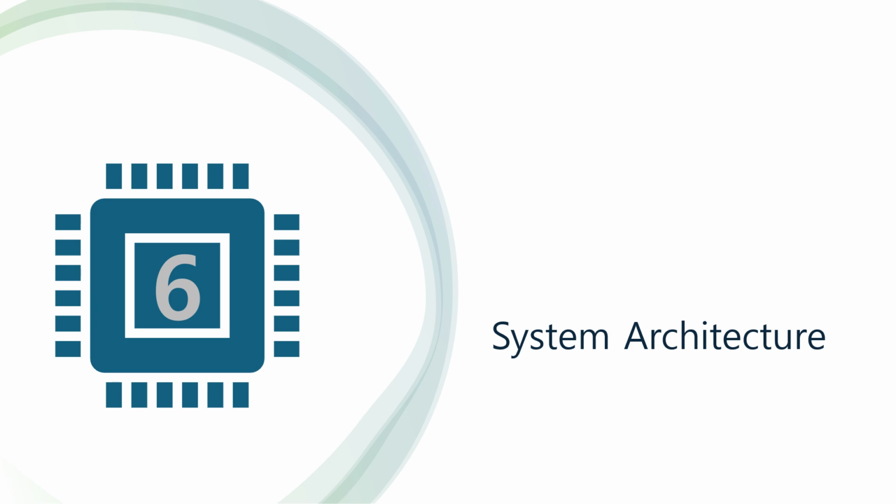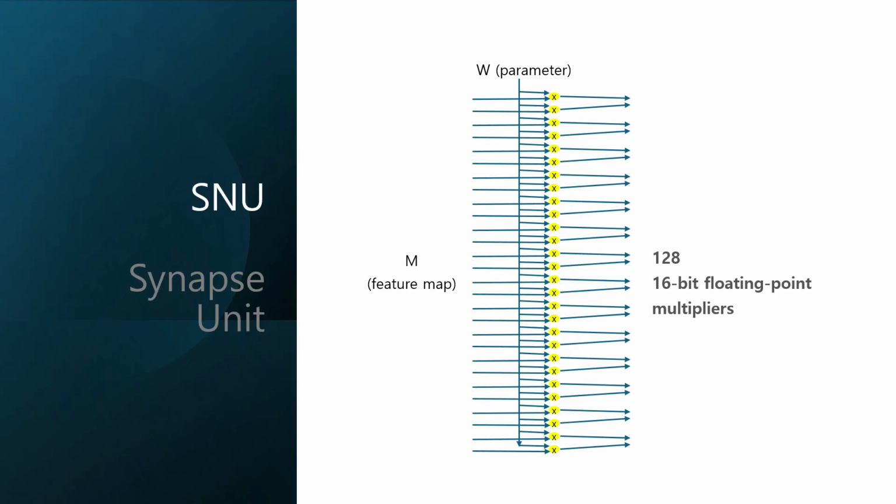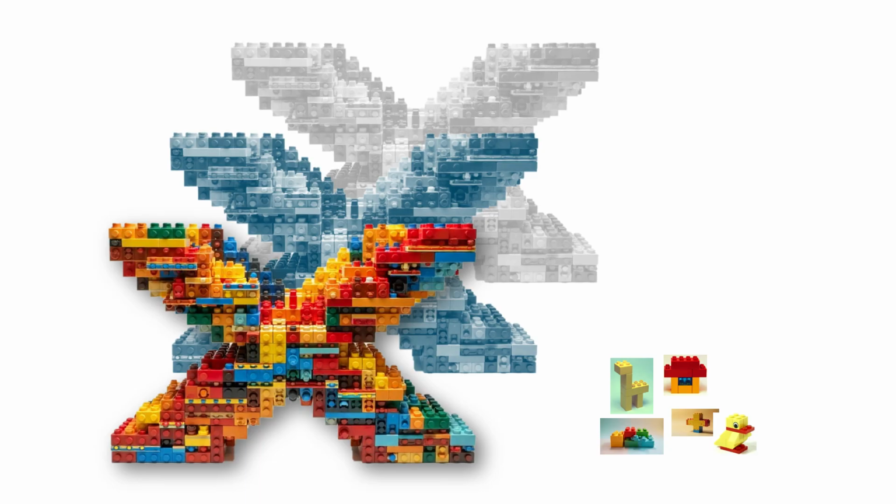Now, with this technical background in hand, we will explain the composition of our design, adding units one by one from the blank space. First, the synapse unit, also known as SNU, is a unit consisting of 128 16-bit floating point multipliers. The two inputs and one output of each multiplier become the inputs and outputs of the unit. The SNU has a very simple structure, but it is the unit that takes up the most resources in the entire system, because the implementation of each multiplier requires much more resources than other parts.